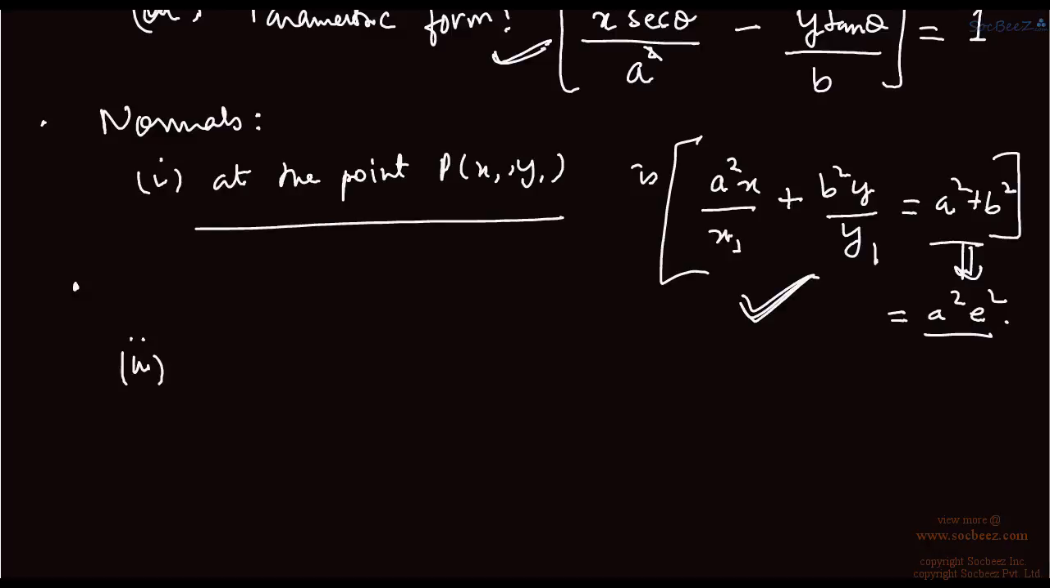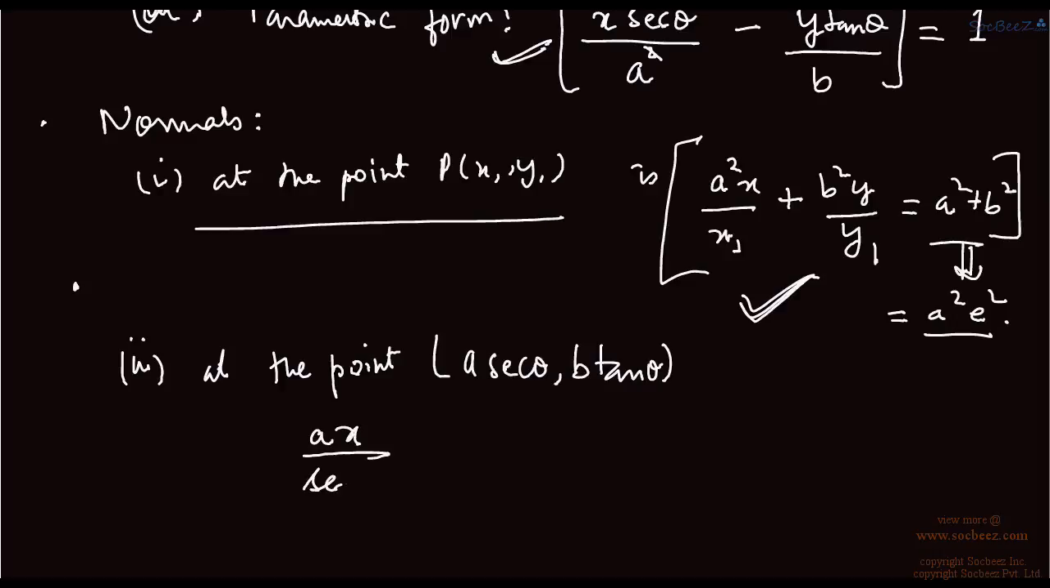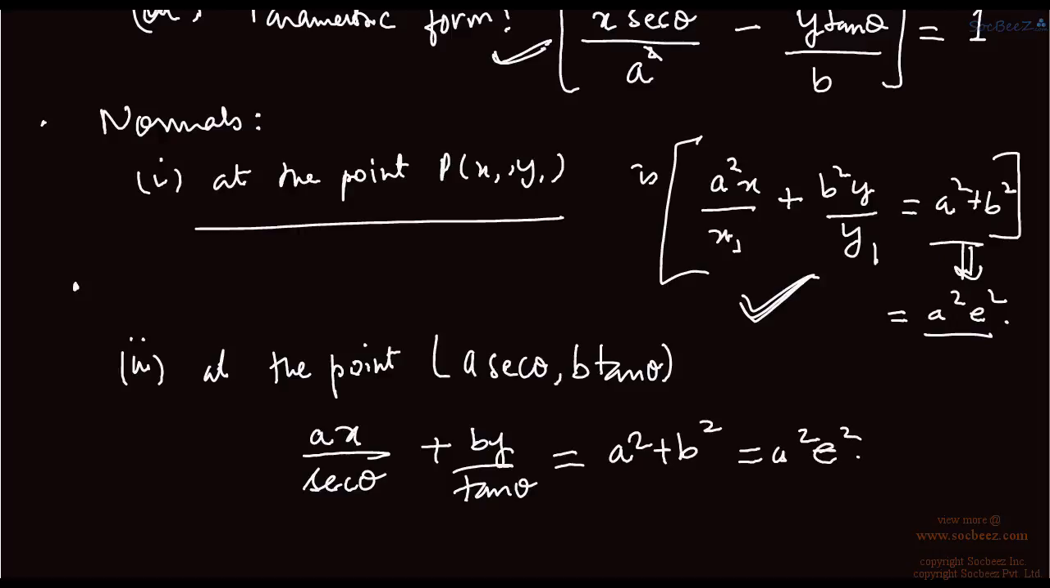At a parametric point, let's say (a sec theta, b tan theta), the normal will be ax upon sec theta plus by upon tan theta equals, of course, the same thing, a square plus b square or a square e square.